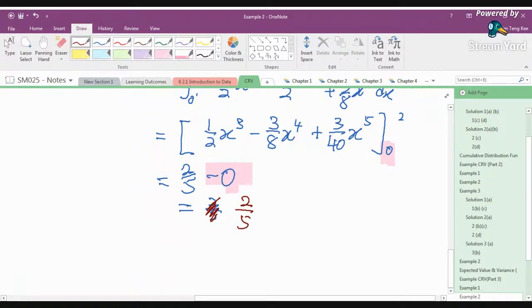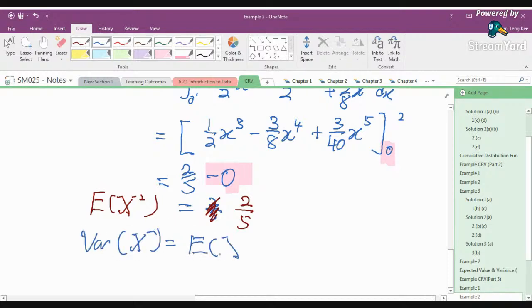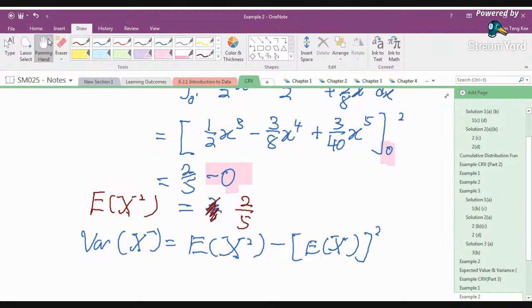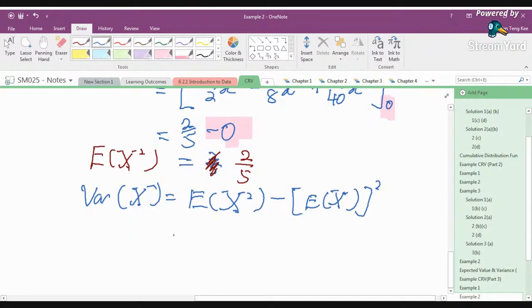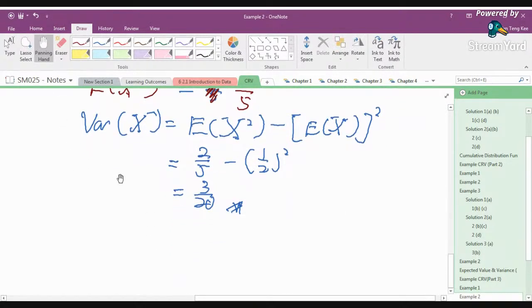And of course, this is not the final answer. Please always be alert: the calculation here is actually for E(X squared). What you need is the variance. Again, how do you calculate variance? Variance is E(X squared) minus the square of the expected value. So as a result, I have 2 over 5 minus 1 over 2 squared, and this gives me the answer 3 over 20. Of course, you can keep this answer in decimal, because the exact value in decimal is 0.15.